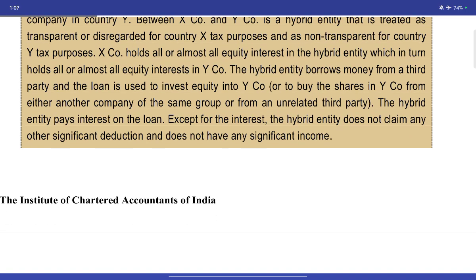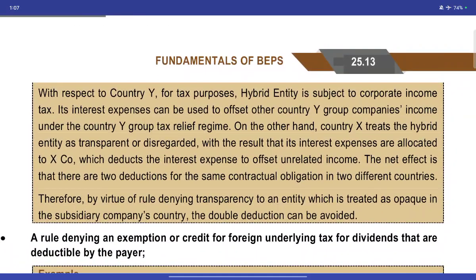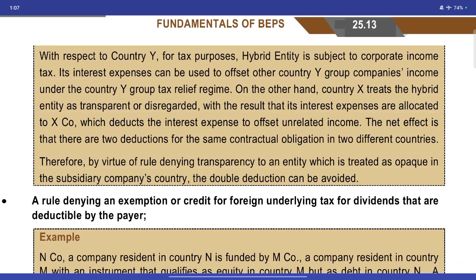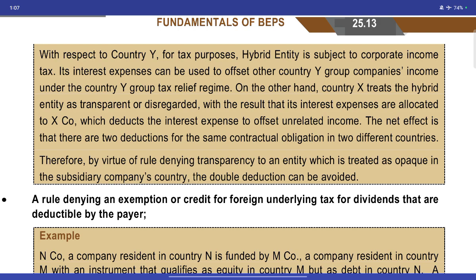The hybrid entity pays the interest on the loan, except that the hybrid entity does not claim any other significant deduction and does not have any significant income. In respect of country Y, for tax purposes the hybrid entity is subject to corporate income tax. The interest expense is used to offset other Y group companies' income under the Y group tax relief regime. On the other hand, country X treats the hybrid entity as transparent or disregarded, with the result that the interest expense is allocated to X Limited, which deducts the interest expense to offset unrelated income.